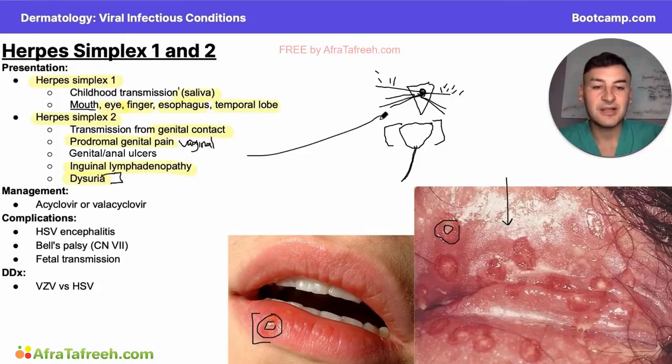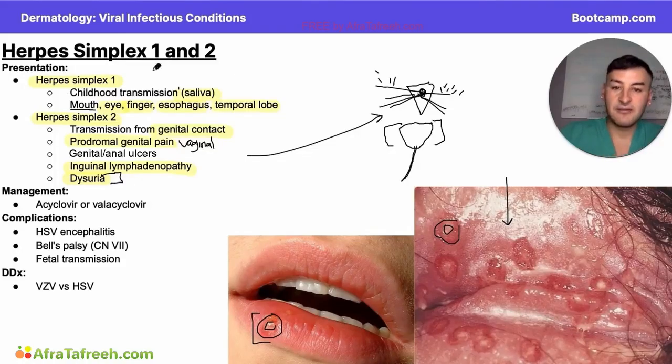All right. So an important thing to note here is that the distribution of herpes simplex 2, like we talked about, is going to be sacral ganglia, whereas herpes simplex 1 is going to be trigeminal ganglia of the face, okay? So trigeminal.